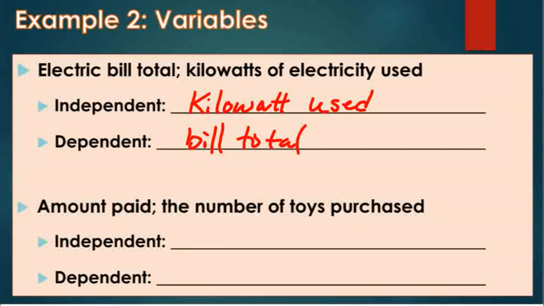The amount paid and the number of toys purchased. So the independent, what are you putting into an equation? The number of toys purchased. And your bill, the amount you have to pay at the end of the cash register, is dependent on how many toys you did. So the amount paid would be the dependent.